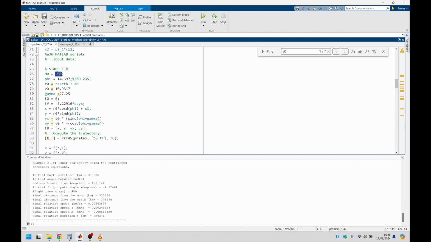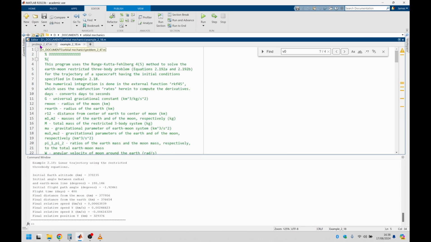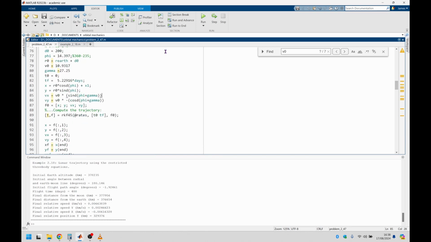In stage 1 we start at 200 kilometers. We have an angle of about 15 degrees to the horizontal. That's just above the horizontal, the x-axis, sorry. And then our velocity is 10.9317 kilometers per second, and then our gamma, which is our flight angle against the horizon, is 27 degrees. And we're flying in the negative y direction in this one, so which we're in 2.18, the positive direction is up in the positive y direction. So I've changed it around a little bit to make it make sense for the direction we want to go.